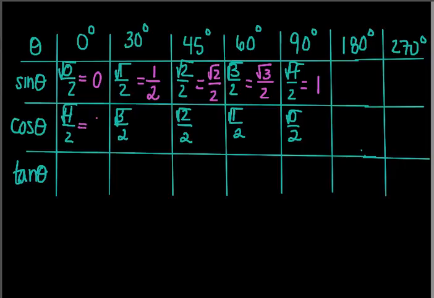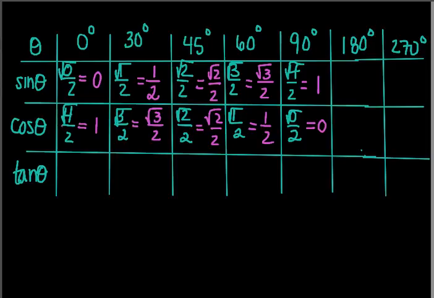So same thing down here, cosine of 0 we know was 1, right? So I have 2 divided by 2, which is 1. This guy will just leave as square root of 3 over 2. Root 2 over 2, that's fine, or 1 over root 2 again. Square root of 1 is 1, so I get 1/2. And then 0 divided by 2 is 0. So the cosine of 90 degrees is 0.